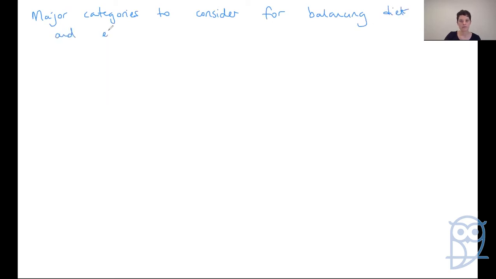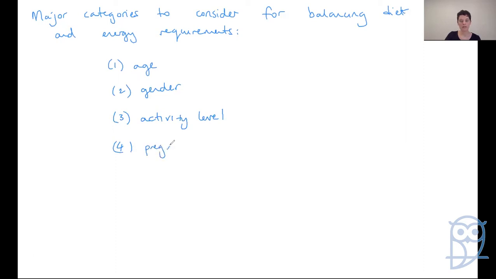So what are those broad generalizations that we work with at IGCSE Biology level? Okay, our major categories to consider. We are talking here about things like age. We are talking about gender. We are talking about activity level. And we are talking about pregnancy. And we are talking about lactation.